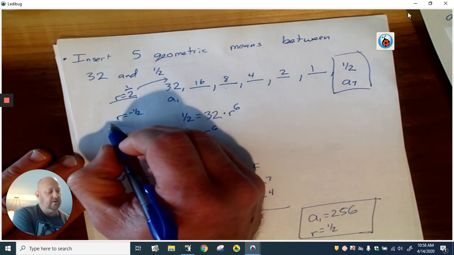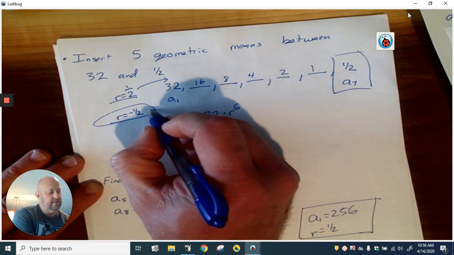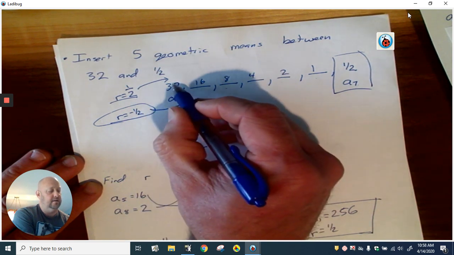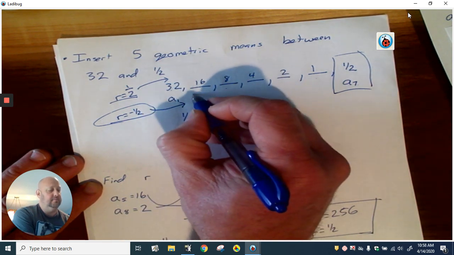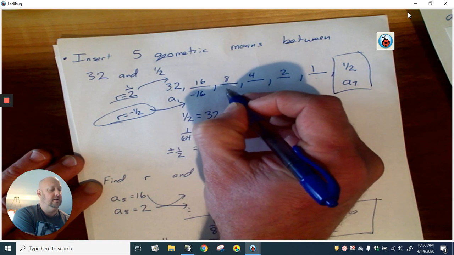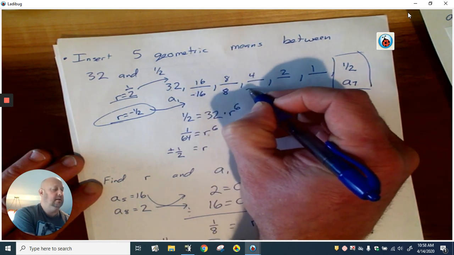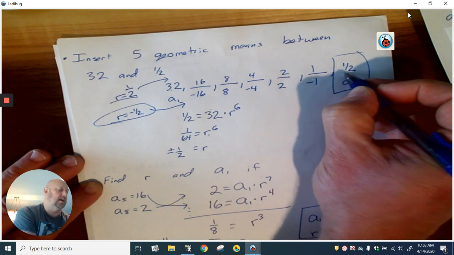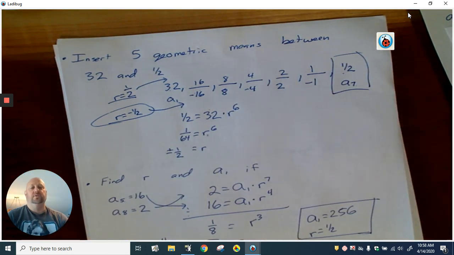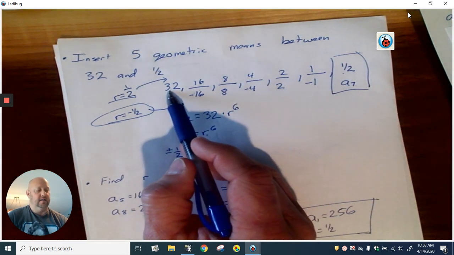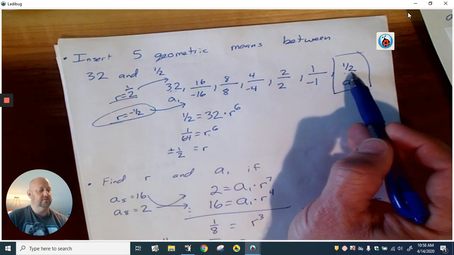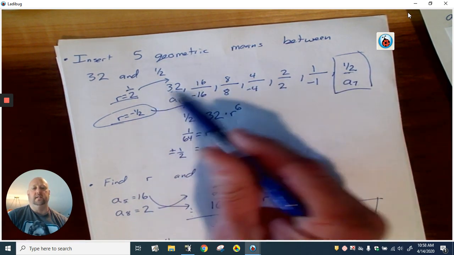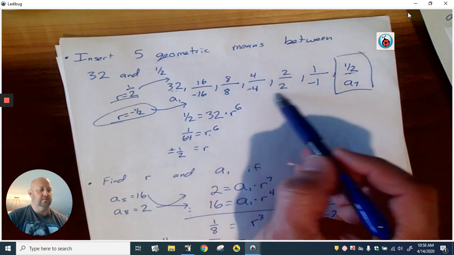But if r is negative 1/2, there's going to be a different pattern because it'll go positive, but then it would be negative 16, positive 8, negative 4, positive 2, negative 1, positive 1/2. So there's two different patterns of how to get from 32 to 1/2. You could stay positive the whole way, or you could alternate.